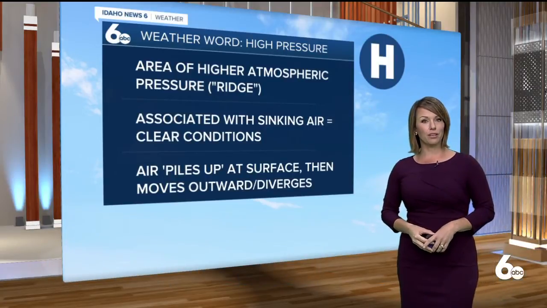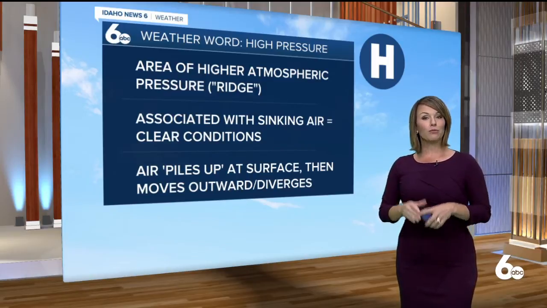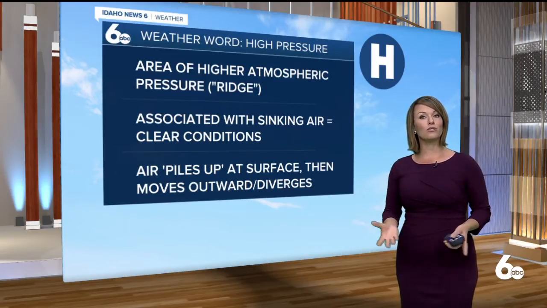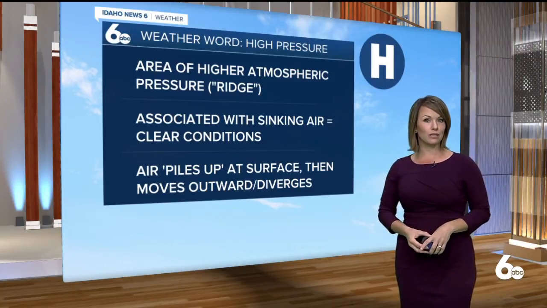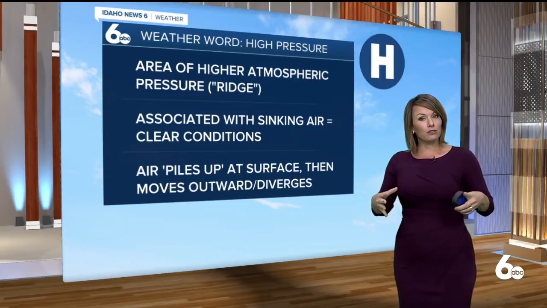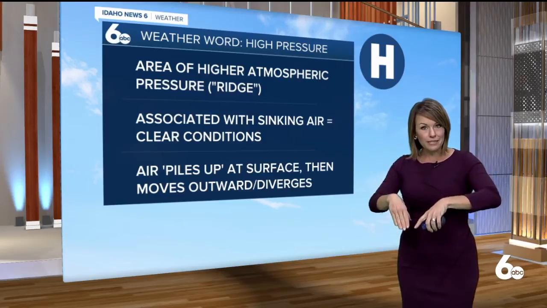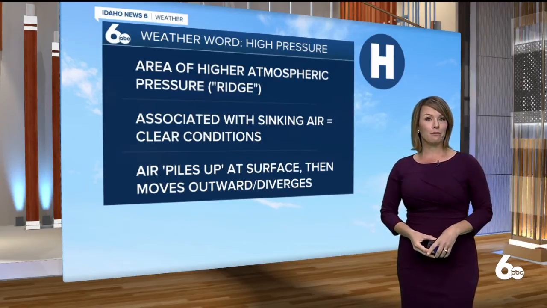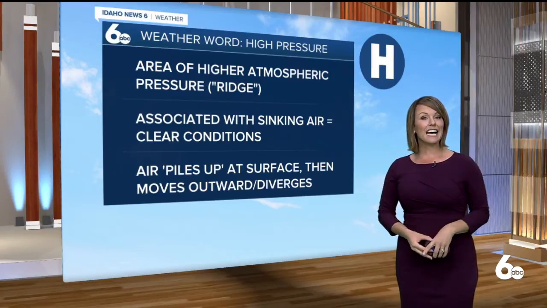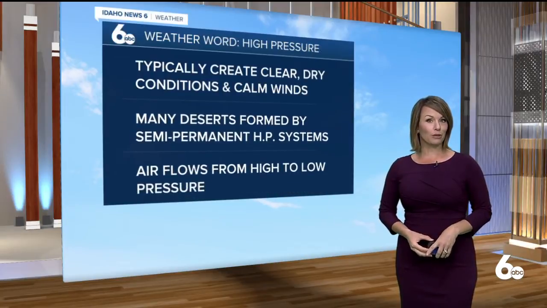An area of high pressure is literally an area of higher atmospheric pressure, or a ridge as we often call it. It is associated with sinking air below that ridge, which leads to mostly clear conditions. As air piles up at the surface below that ridge, it has to go somewhere, right? So it piles up, it sinks, and then it has to move outward as it kind of bubbles up at the surface. That moving outward of the air is called divergence. So we have sinking, diverging air at the surface below a ridge of high pressure.